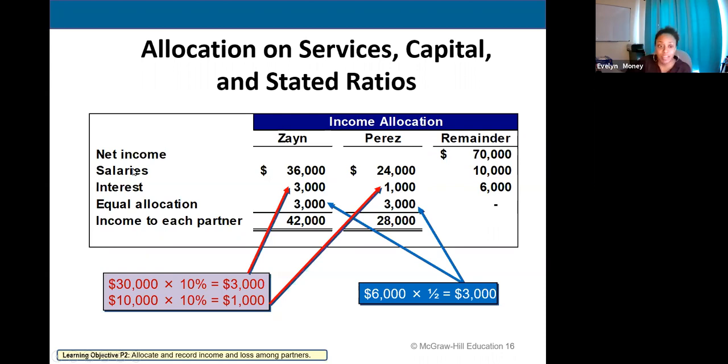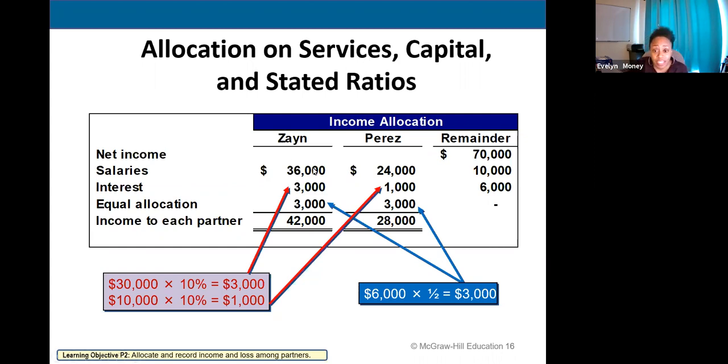So we saw on the previous slide that Zane should receive a salary allowance of 36,000 and Perez should receive a salary allowance of 24,000. Why does Zane get more than Perez? I don't know. Maybe Zane does more work, but that's what the partnership agreement says. You can have the partnership agreement designed so that Zane gets a salary allowance and Perez gets none. Just depends on what those partners decide.